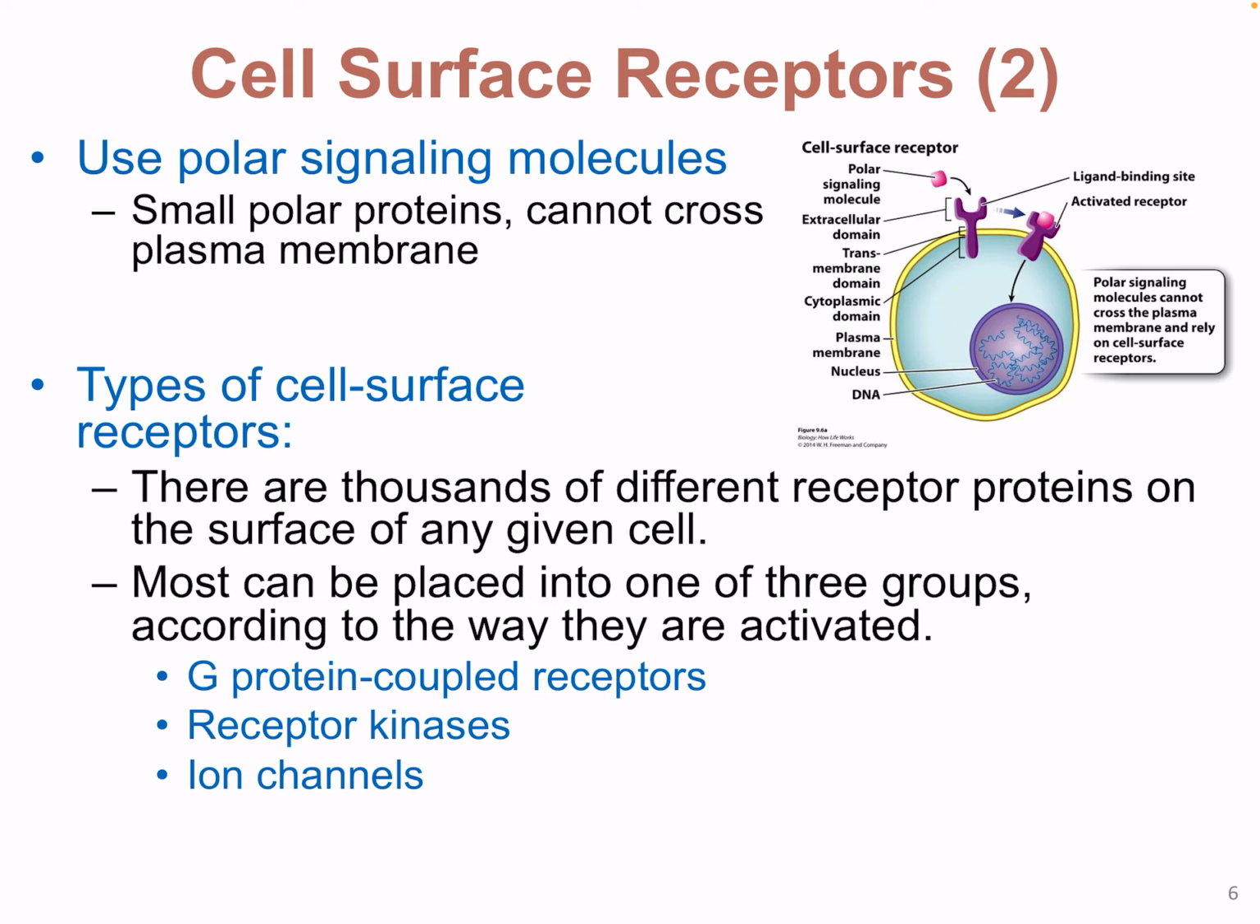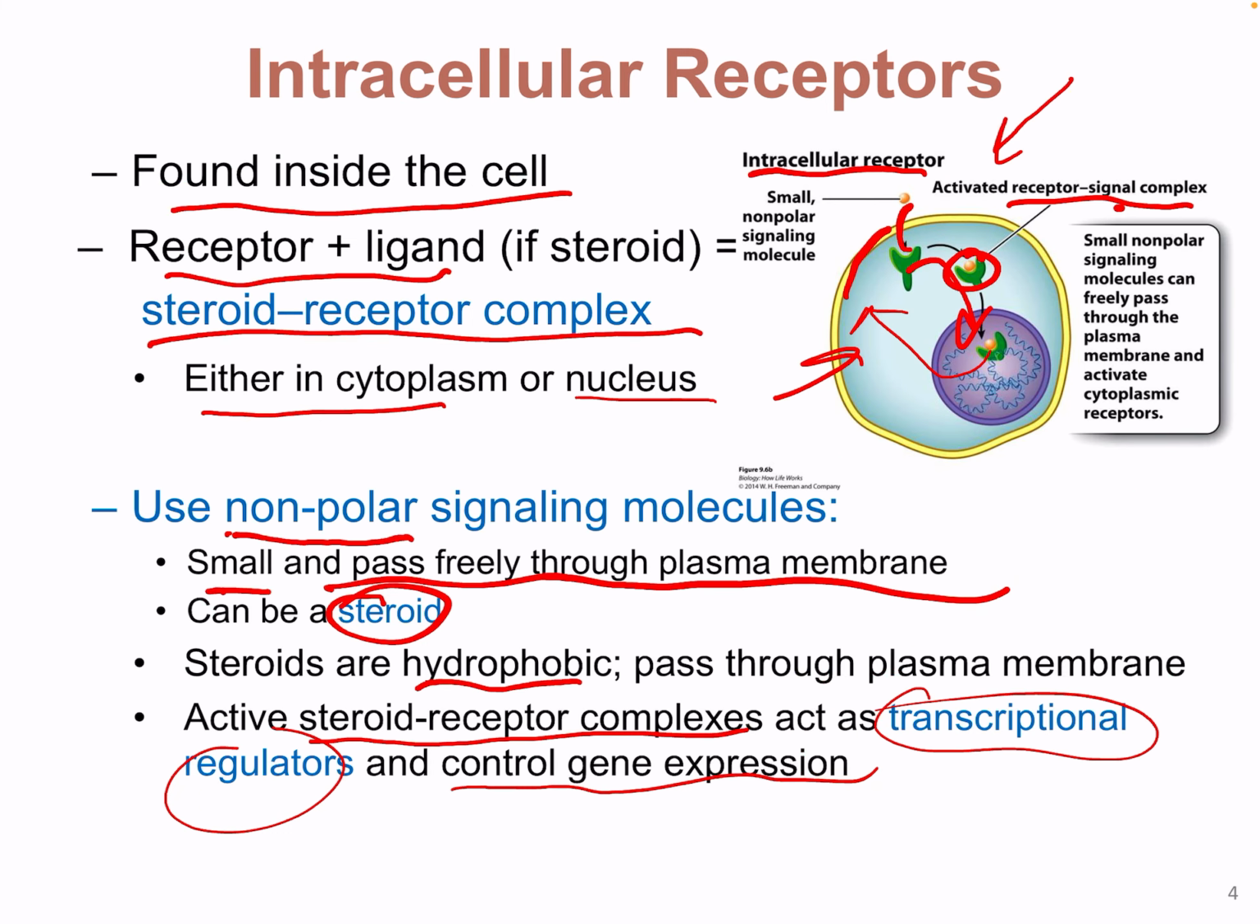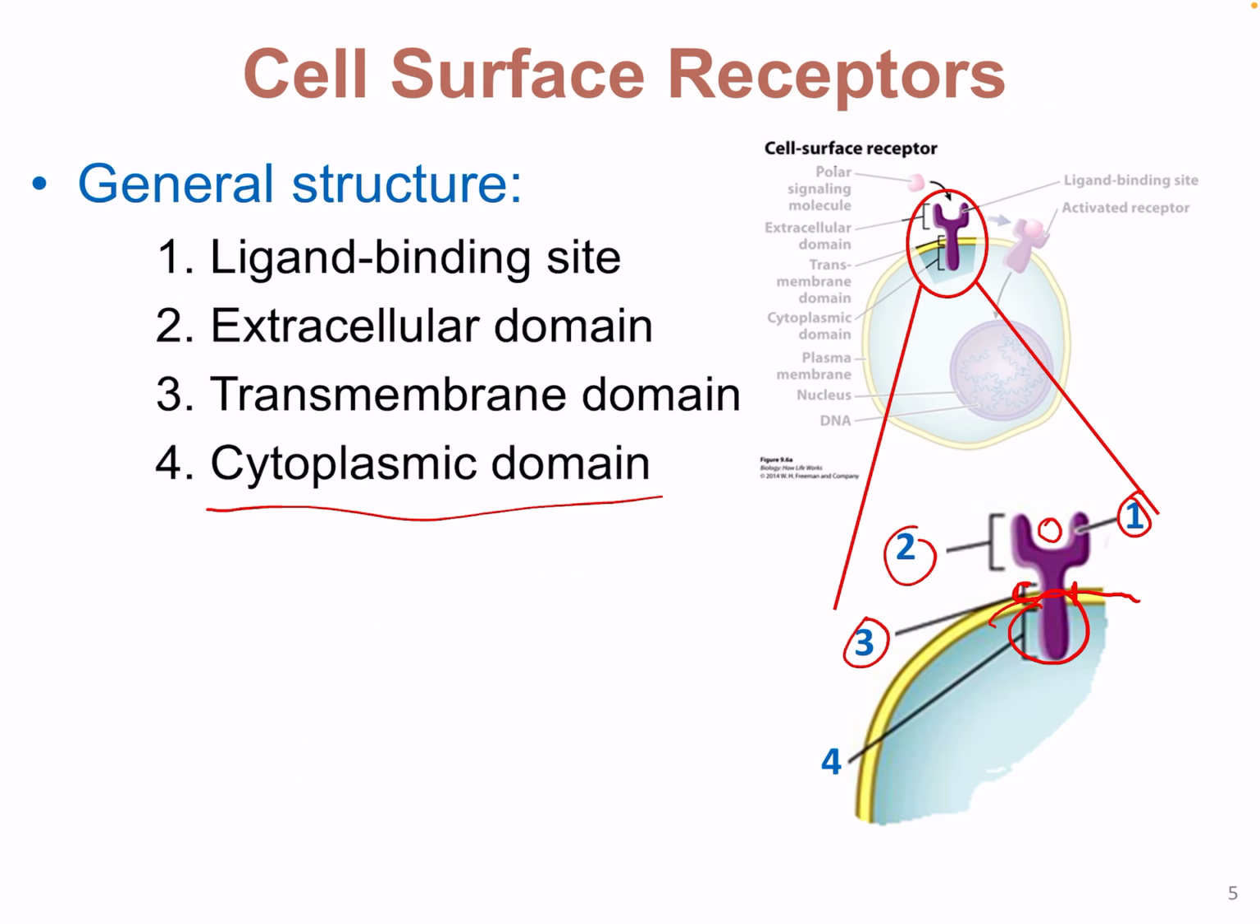We can also use polar signaling molecules. These are small polar molecules which cannot cross the plasma membrane. There are different types of cell surface receptors that are polar. Polar signaling molecules cannot cross the plasma membrane and rely on cell surface receptors. So again, cell surface receptors use polar molecules, and like we said, intracellular receptors use nonpolar. These are the different types of cell surface receptors, just to clarify.